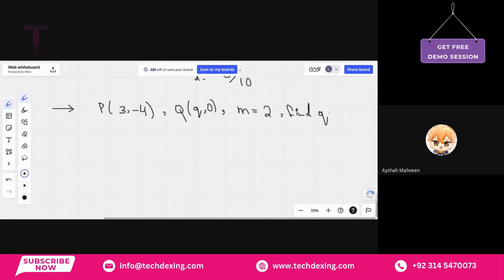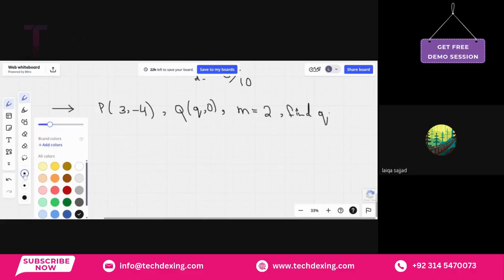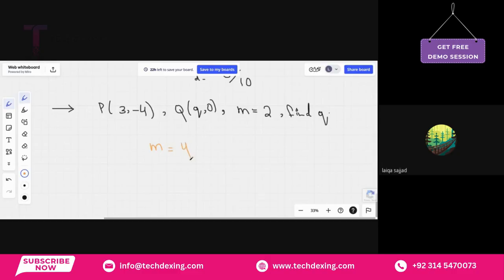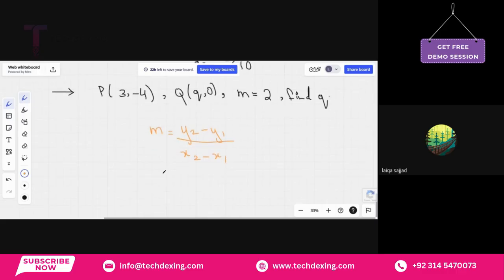Half. Minus. No? You are given the gradient, right? So you will simply use the formula for the gradient. We know it's m is equal to y2 minus y1 divided by x2 minus x1. Over here we are given the gradient, and one thing that is unknown is the x coordinate of point Q. So it is x1. Now we will simply substitute the values.